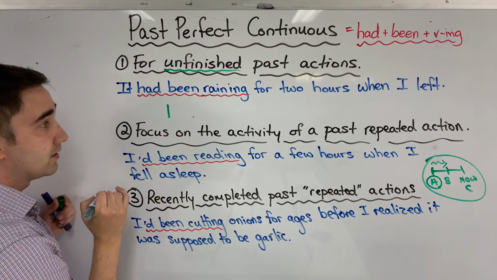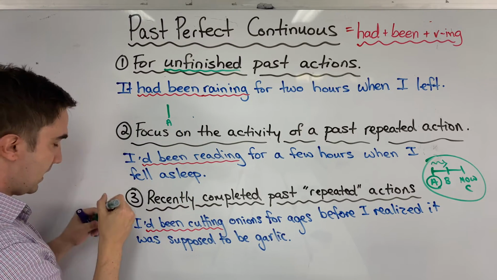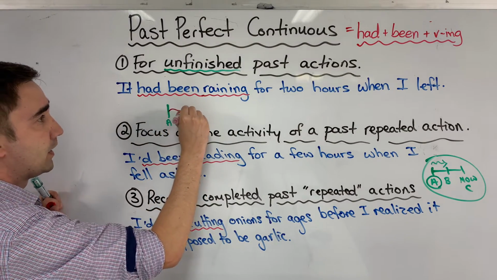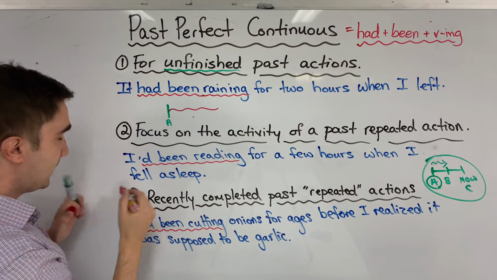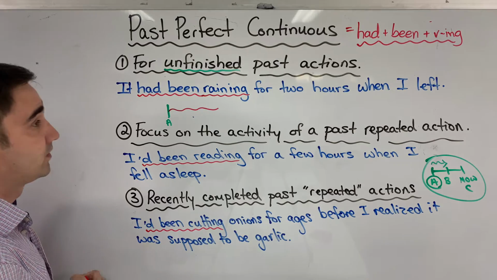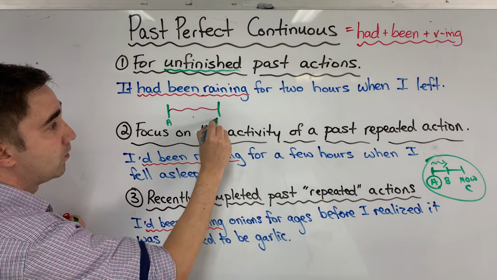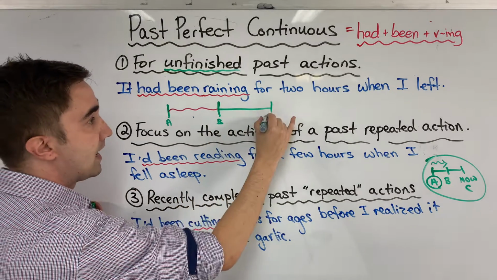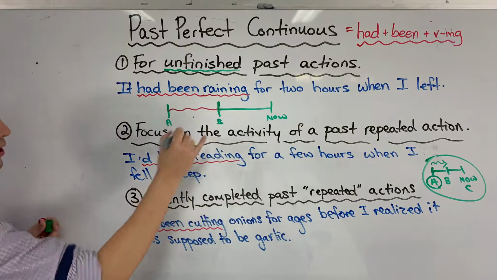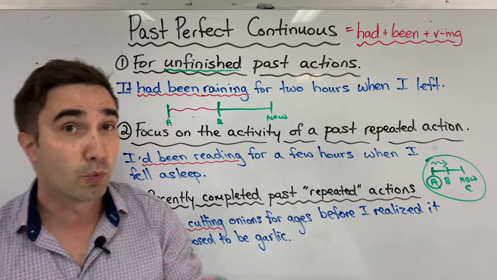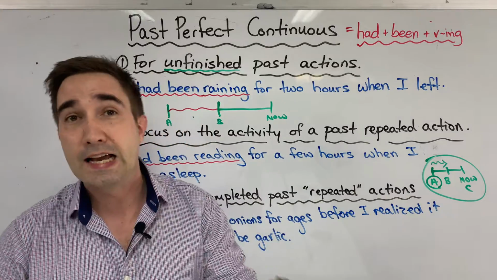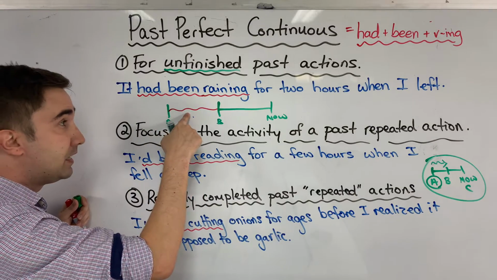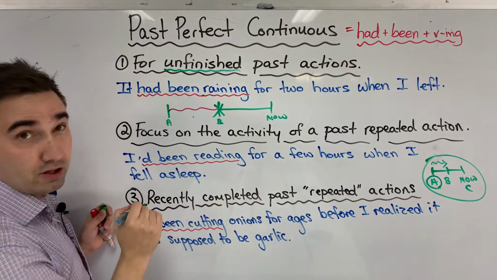So if we continue with this A, B, C, right? If this is A, and we take this red and it's raining, and then I left. It was raining when I left. So at B is when I left, and now this is now. So this story can be 1 year ago, it can be this morning, it can be yesterday or last week. It's finished, it's in the past, but it's what had been happening before another action happened.